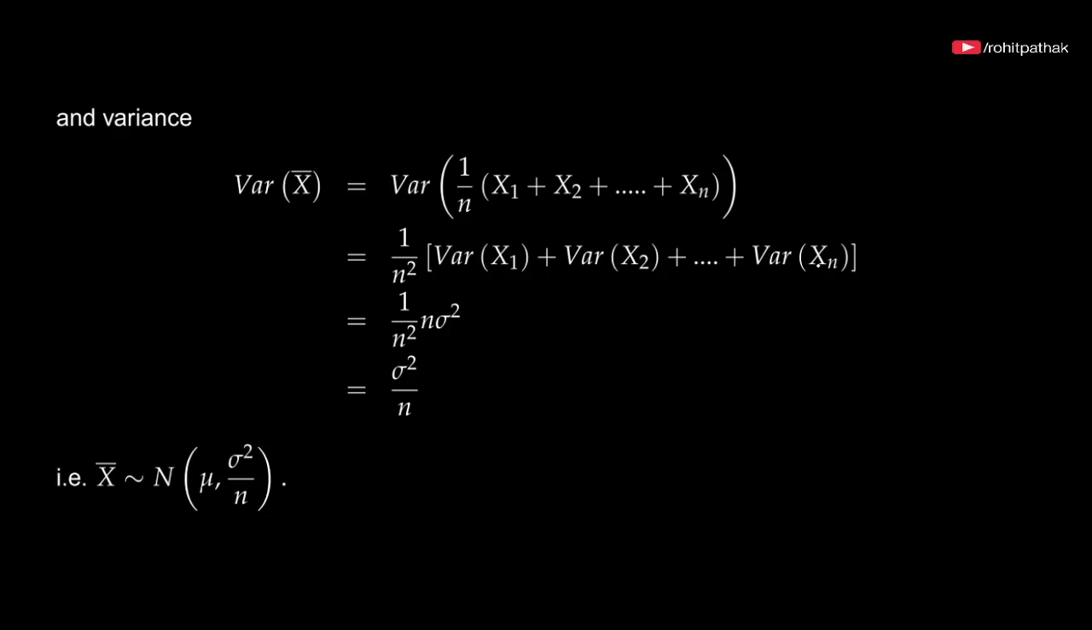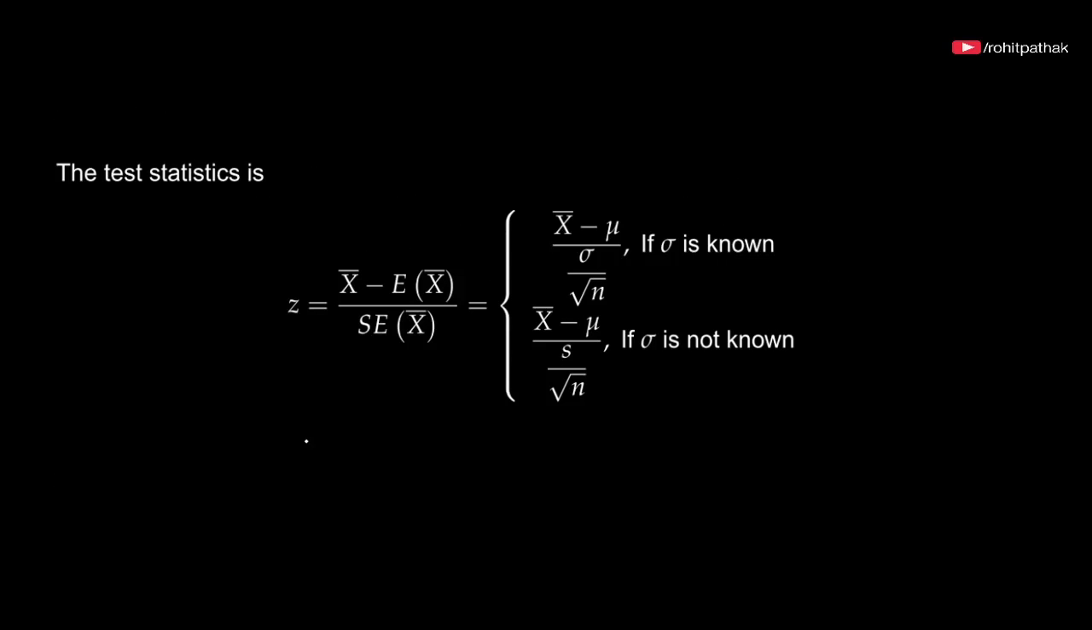Therefore, x bar is a normal variate with mean mu and variance sigma square by n, or standard deviation sigma by root n. Therefore, the test statistic is z equal to theta minus expectation of theta upon standard error of theta. Here the standard error is nothing but the standard deviation of theta. So the standard error of x bar is the standard deviation of x bar.